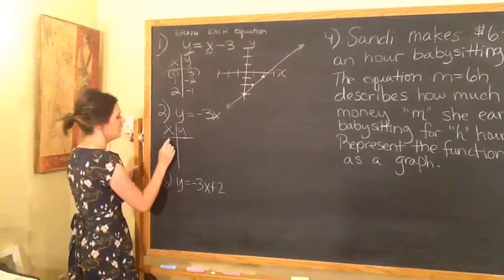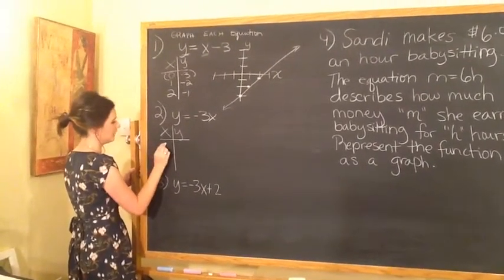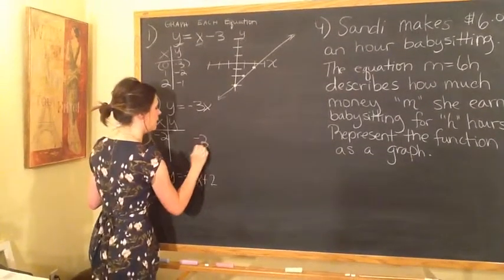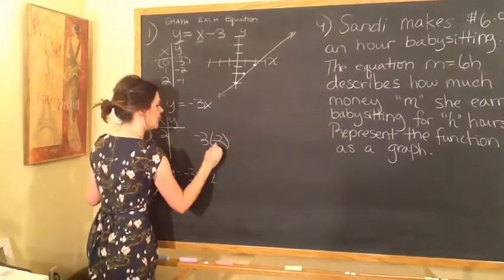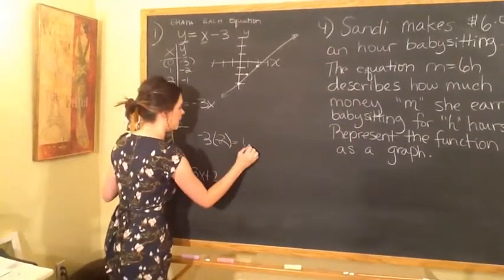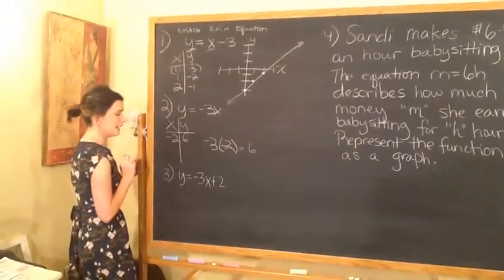So we'll go ahead, well actually I'm going to start with a negative 2. So I'm going to put a negative 2 in. If I put a negative 2 in for x, I'm going to have negative 2 times negative 3, which is going to give me a positive 6. So my y is going to be 6.